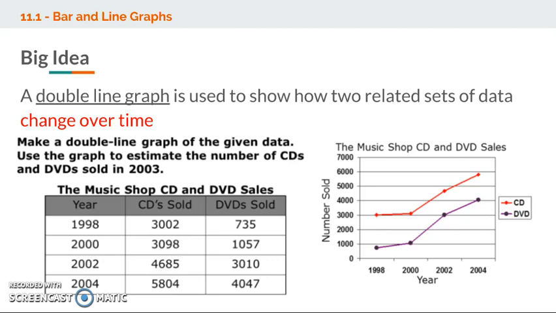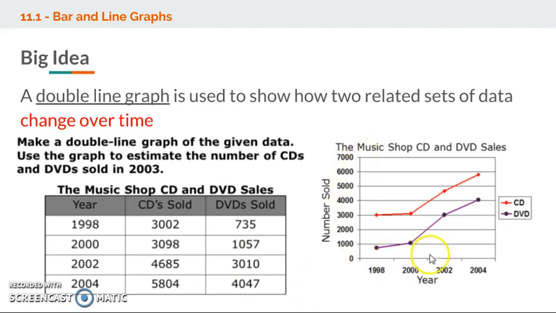So let's just take a look at our examples. What's the data that we know, and then how do I make a double line graph? So here we have a chart that says we want to estimate the number of CDs and DVDs sold in 2003. Now, CDs and DVDs, especially CDs, seem so old time, but yes, we did buy CDs a lot to listen to music, things like that. So here we have the music shop. We have the year, the number of CDs that were sold and the number of DVDs that were sold. All right, so we're comparing over a change of time.